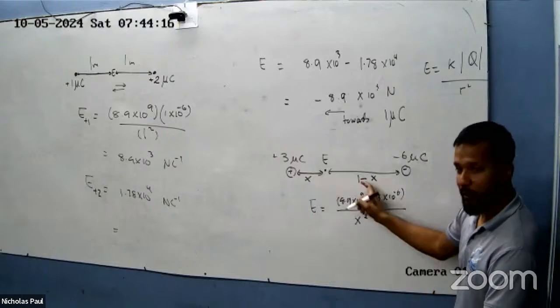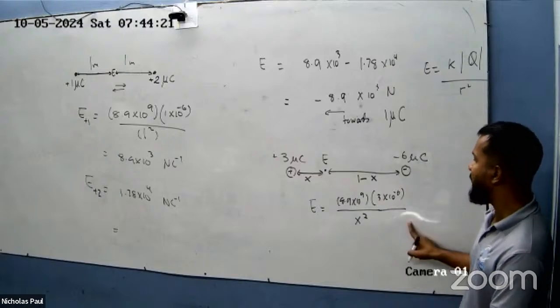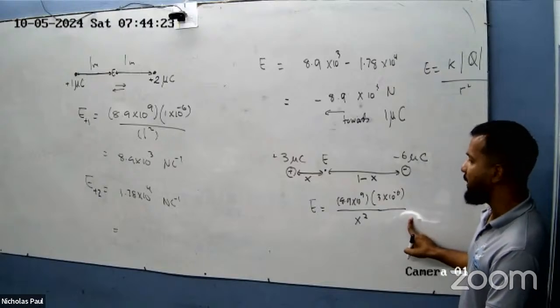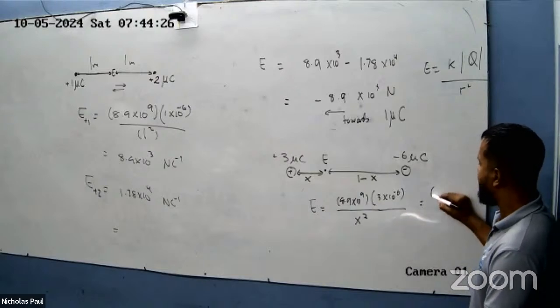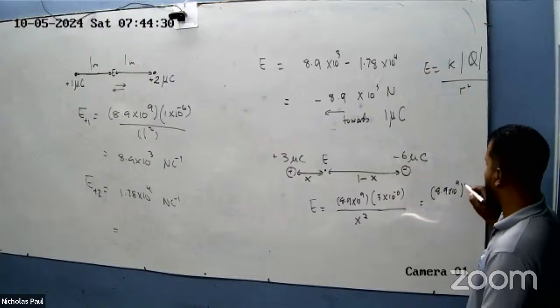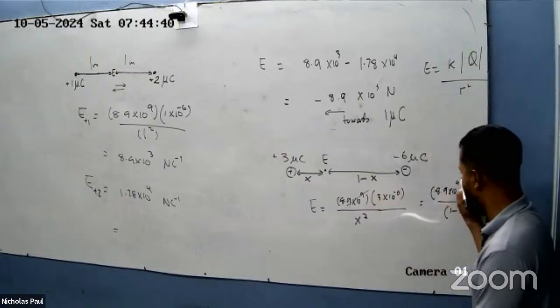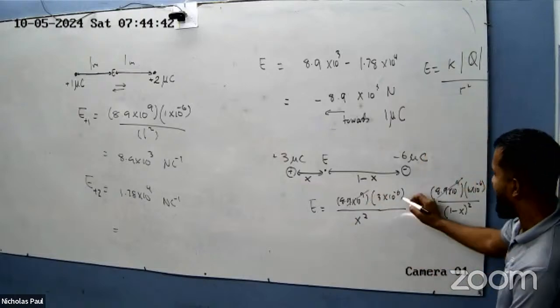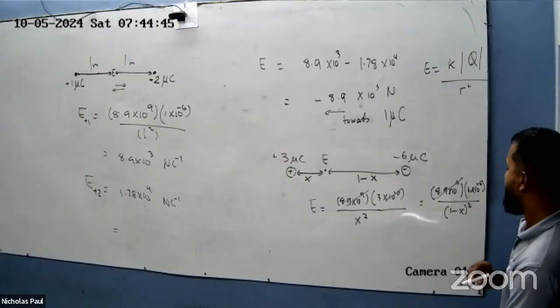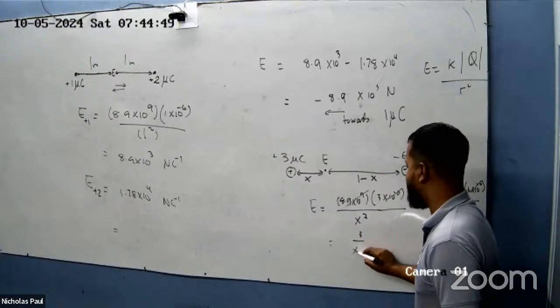It has to be a value here less than 1. So when you reach here, what is the next one? The next one will be 8.99 by 10 to the 9 by the next value, which is 6 by 10 to the -6, all over 1 minus x all squared. This will cancel, so there's no need to work with that. So we'll end up with 3 on x squared here.